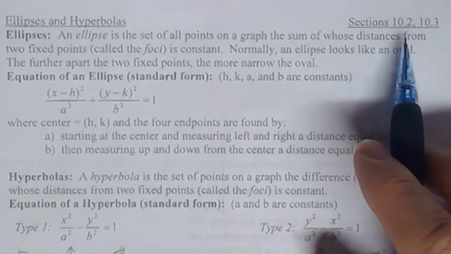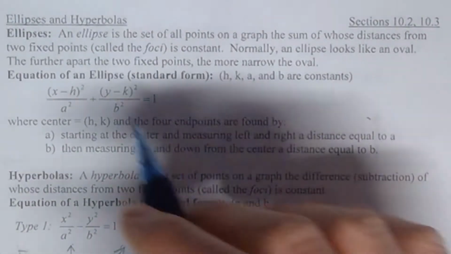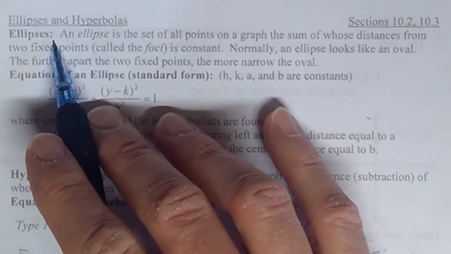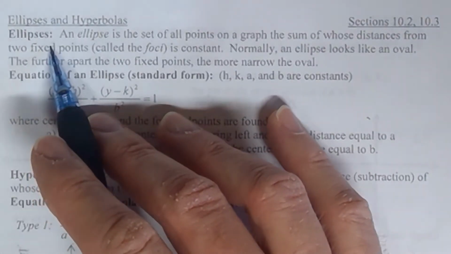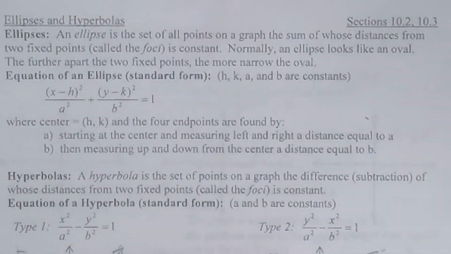We're looking at section 10.2 right now. You can see that 10.2 is on the same worksheet as 10.3. We'll get to 10.3 eventually in a separate video here. 10.2 first, and we're going to look at what we call ellipses. Ellipses have some similarities to circles, but they're definitely not the same. We'll see the differences here in just a moment.